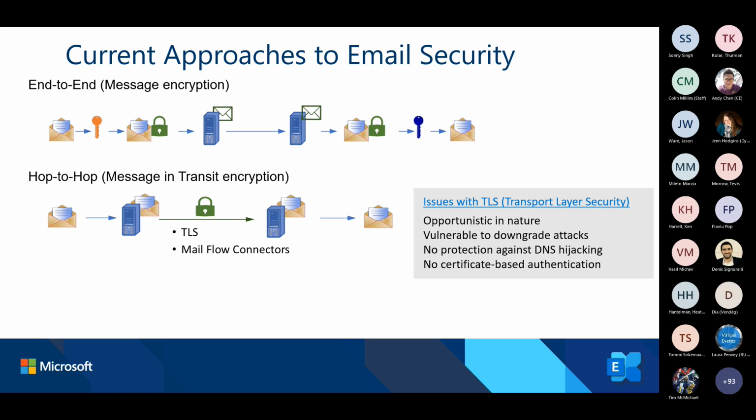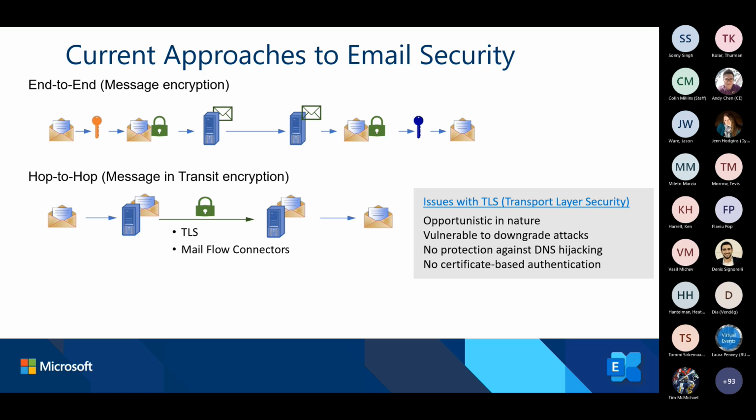So then we look at the hop-to-hop message in transit encryption. This is typically bootstrapped with TLS, STARTTLS, which is opportunistic by design. It's really just an SMTP command. It's sent in plain text, and because of that, it's vulnerable to downgrade attacks. And this is where a sender issues STARTTLS to the recipient email server, but someone in the middle is able to manipulate the response, and so it looks like that destination email server doesn't support TLS, and then automatically the connection is downgraded to plain text or a lower version of TLS.